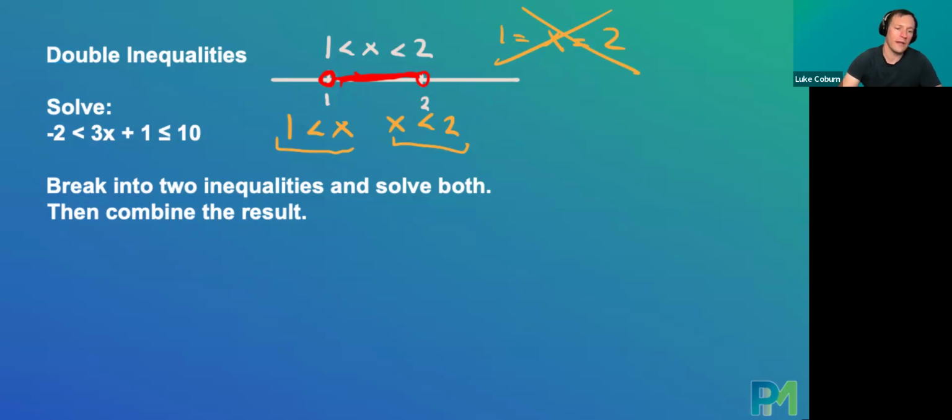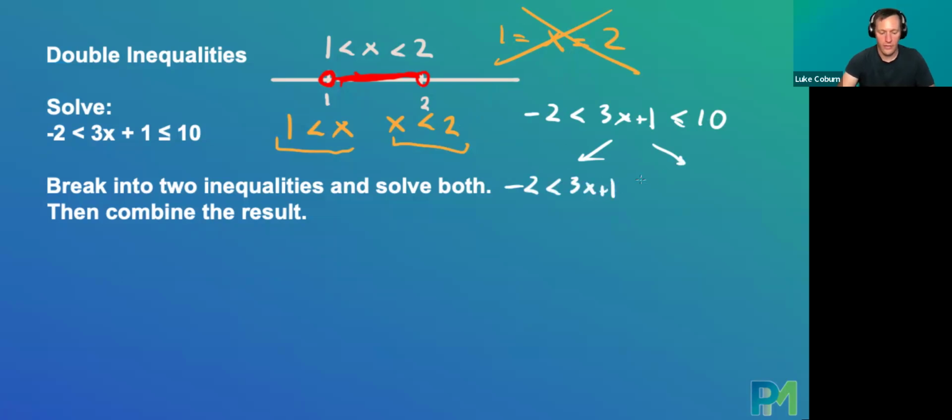Okay, so what that means when we do these examples is we're going to start off with -2 less than 3x plus 1, and then less than or equal to 10. And we're just going to split it into two different examples. So we have -2 less than 3x plus 1. And then we have 3x plus 1 less than or equal to 10. And we just have the previous examples that we were working with.